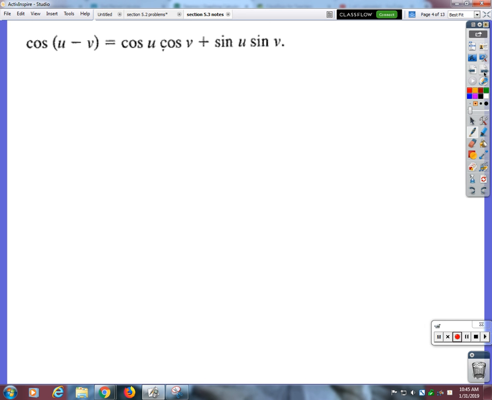We don't have the sine one yet. I'll give you the sine one in a little bit. And there's a different one for adding too. This is a cosine of two angles being subtracted.